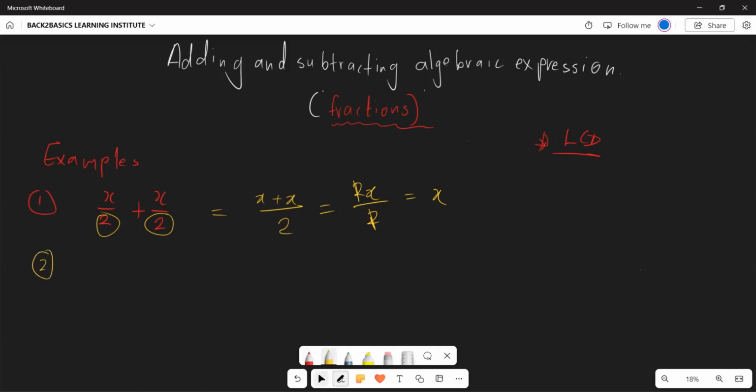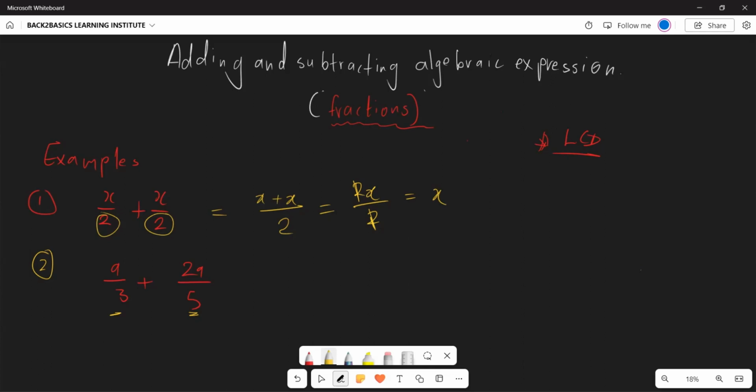Now let's look at number 2. Let's say in number 2 you are given a over 3 plus 2a over 5. Now this one is a different ball game. Firstly, what is it that you're going to do? You're going to check whether the denominators are the same. Are these denominators the same? No. So which means you don't have denominators that are the same, so now you can look for your LCD.